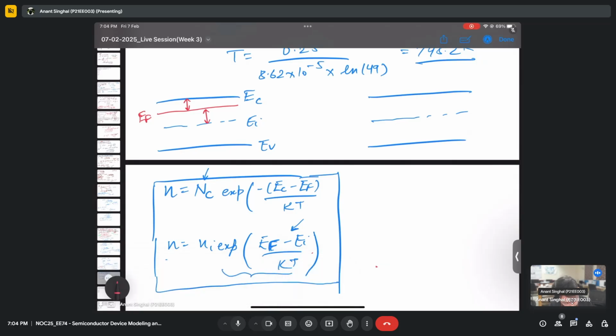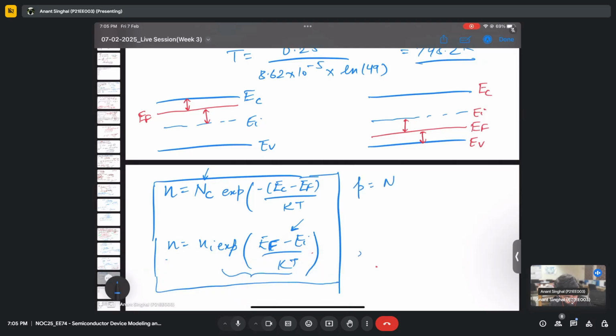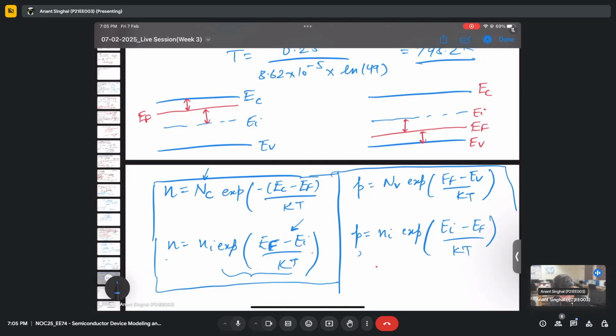For a p-type, the Fermi level is close to the valence band. Let's say this is EV, this is EC, and this is EI. Now there are again two things. P is NV, the effective density of states for the valence band, exponential of EF minus EV over KT. And P is also Ni exponential of EI minus EF over KT, because EI is above EF for a p-type. So these four formulas can solve any concentration numerical.